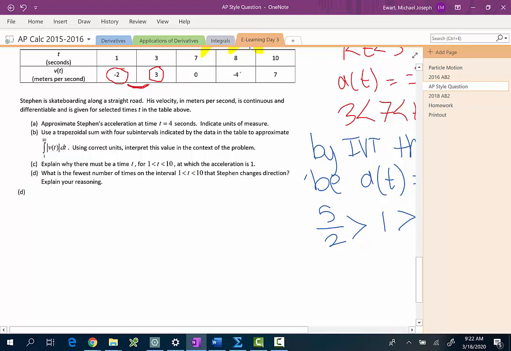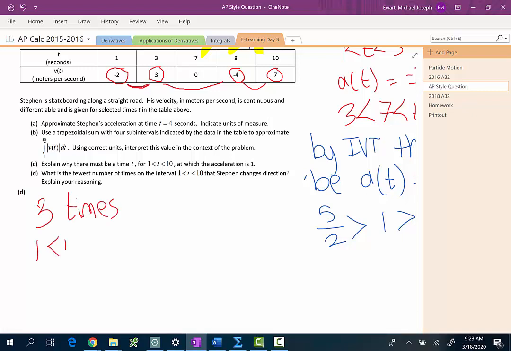Now we have a positive, and then we have a negative. So again, by IVT, between these two, we had to pass through 0. And from negative 4 to 7, we had to pass through 0. So the fewest number of times he changes direction, that's 1, 2, 3 times. And so we would say 3 times, right? And we can just explain each of them.